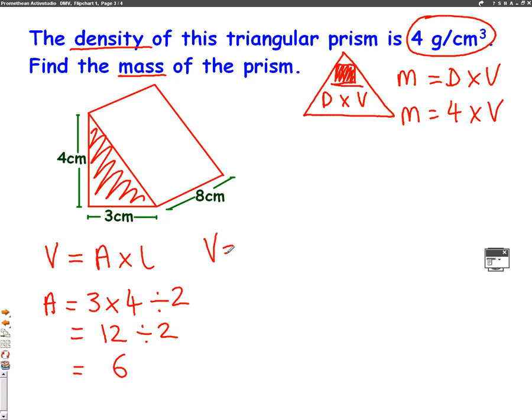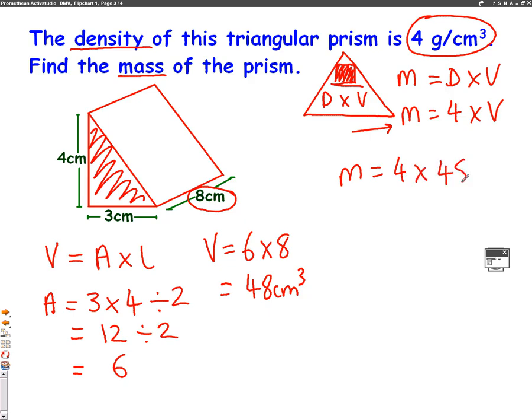So volume equals the area, which is 6, times how far back we go. Well, in this case, we go 8 centimetres back, you can see. So the volume, 6 times 8, is 48 centimetres cubed. So all we do now is put the volume back into this formula. So mass equals 4 times the volume, which is 48. So 4 times 48 gives us 192. And looking at the density again, you can see the units are grams.